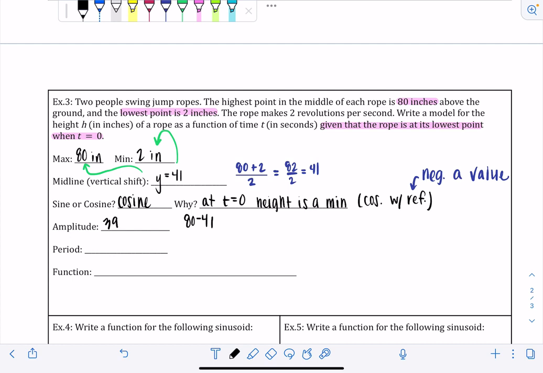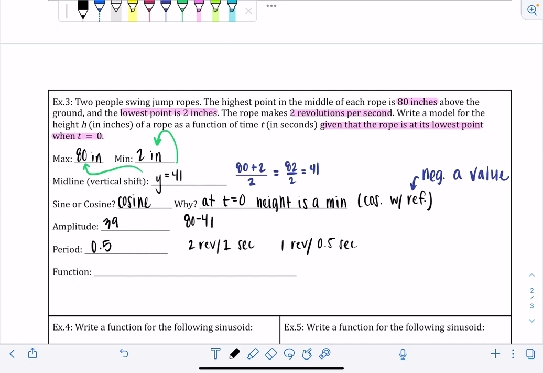And then for the period, it tells us in the problem that the rope makes 2 revolutions per second. The period is how long 1 revolution takes. So if this is 2 revolutions per 1 second, and we want to figure out how long 1 revolution takes, we have to take that 2 revolutions and cut it in half. So I'll cut this entire thing in half, and it'll become 1 revolution in half a second. So if 2 revolutions in 1 second, then half of both of them would be 1 revolution in 0.5 seconds. So the period would be 0.5.